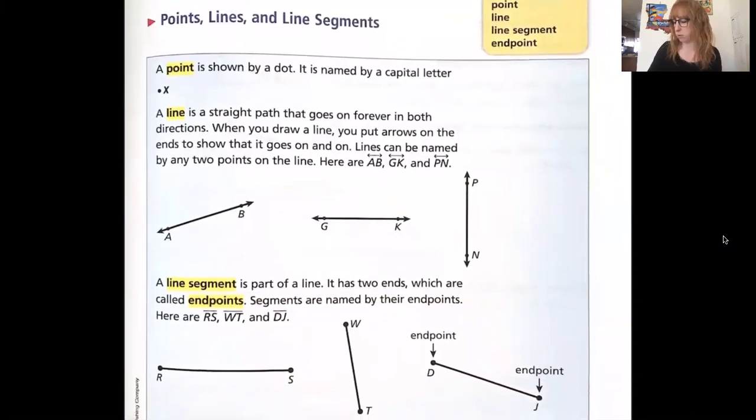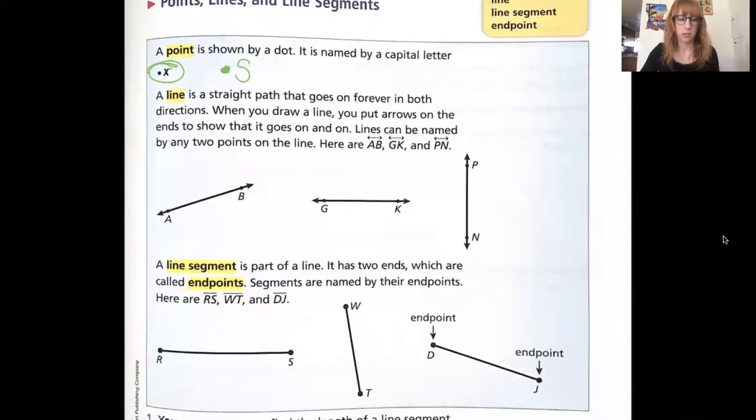So first we have a point. And this is how we label a point, okay? It's shown by a dot. And really, seriously, just a dot, like a period. And it's named by a capital letter. You label it by whatever letter you want. And just like a variable, it's fine to pick any letter that you want. We'll talk a little bit more about that with line. So that's a plot, or a point.